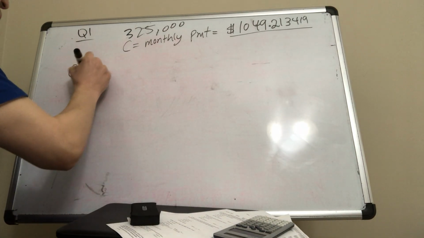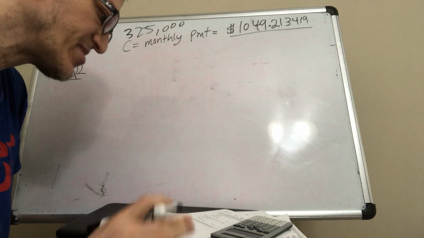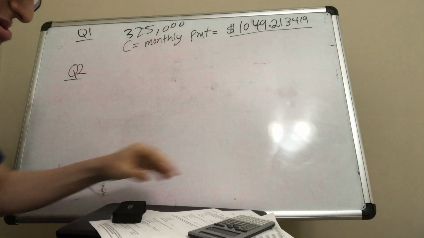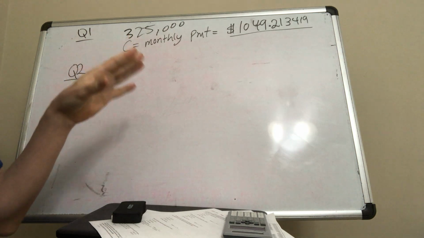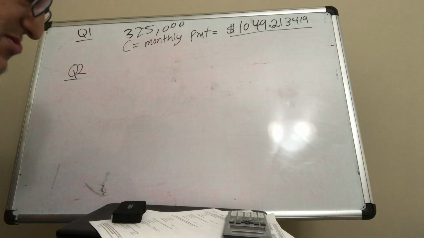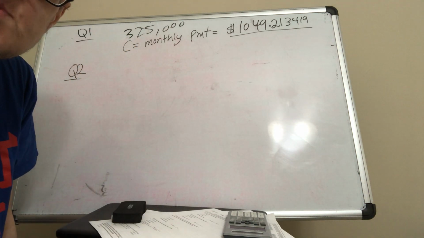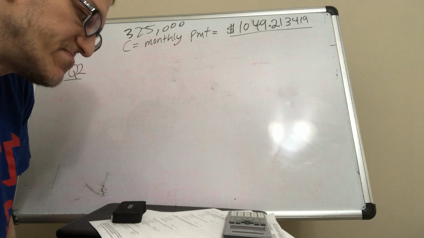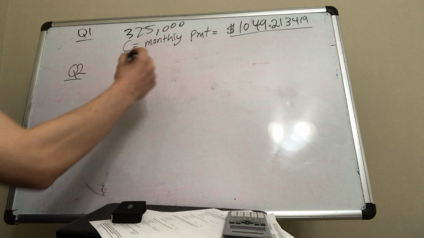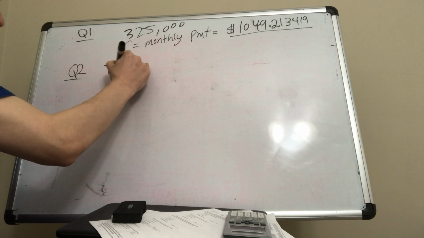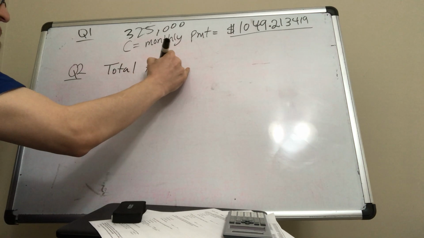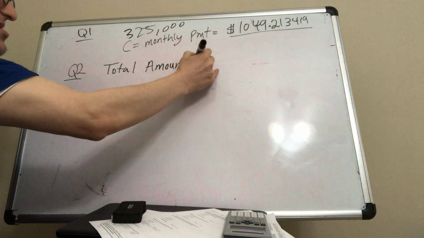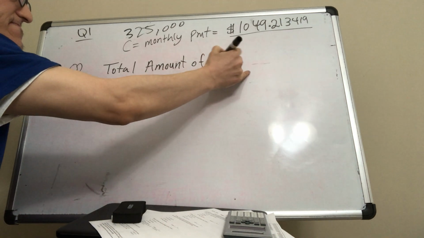Question 2. Still in the same information, still in the same question. What's the total payment, total amount of interest they will pay? So total amount of interest.